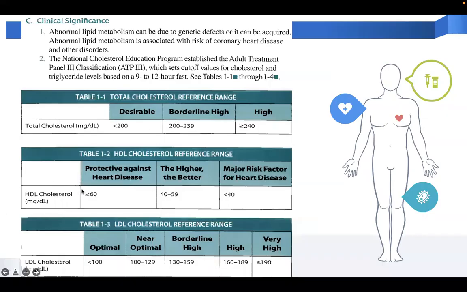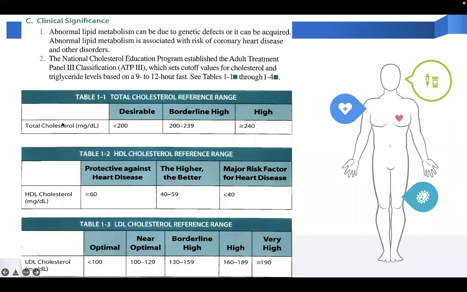So for the clinical significance of your different types of lipoproteins, the abnormal lipid metabolism can be due to genetic defects or it can be acquired. Abnormal lipid metabolism is associated with risk of coronary heart disease and other disorders. So ito yung mga reference range natin based on our book. Hindi naman po sila applicable all throughout sa mga different clinics natin and hospitals, and depending pa rin po yan sa country. But ito lang yung sinusunod nating reference range according sa reference book natin na si Shula.